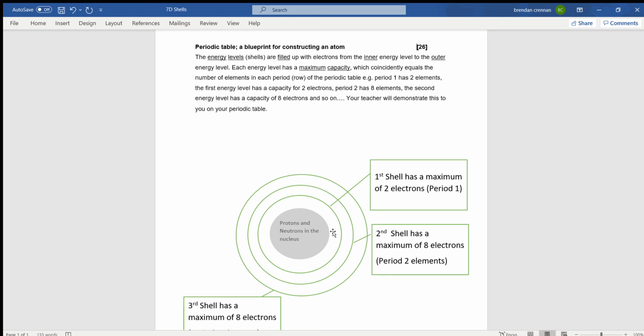So the example we could pick would be magnesium, which is in group 2, period 3. So magnesium will have 3 shells. First shell full with 2 electrons. Second shell full with 8 electrons. Third shell, because it's in group 2, will have 2 electrons on that outer shell. So that would fill up in your drawing as 2 electrons, 2, 8, and then 2 on the outer shell.